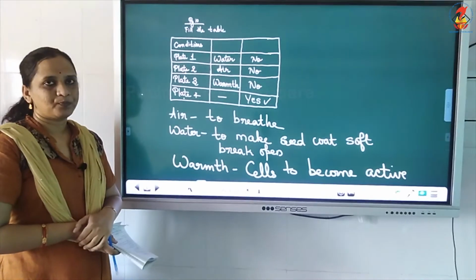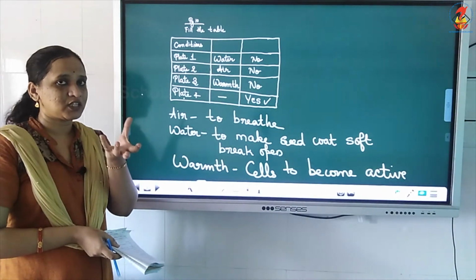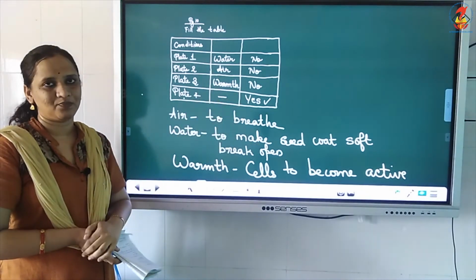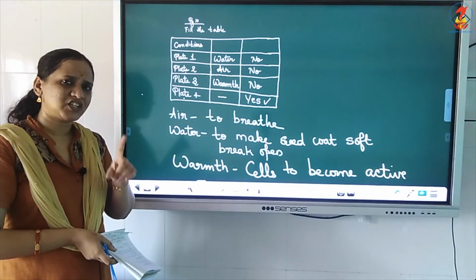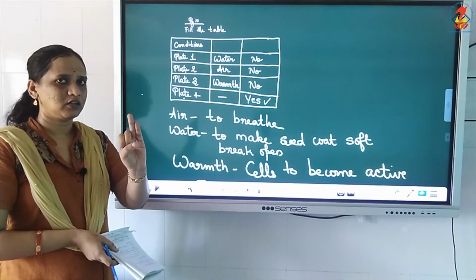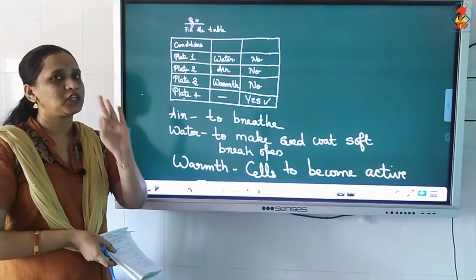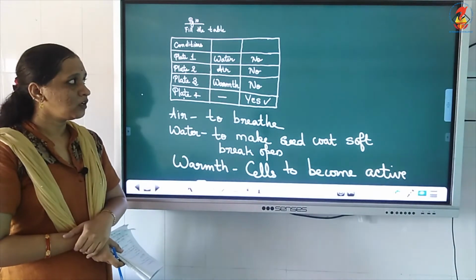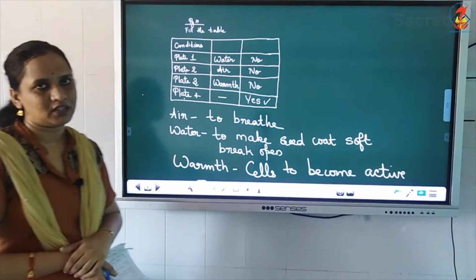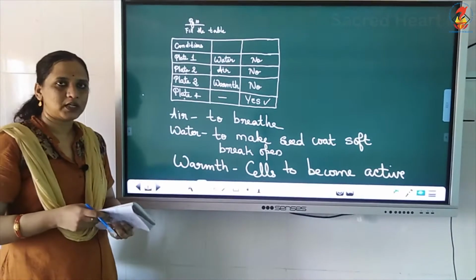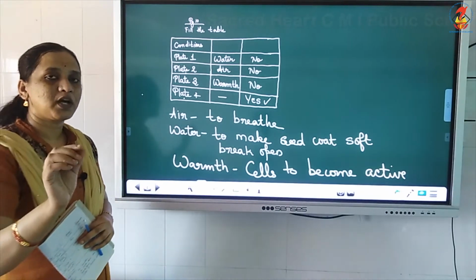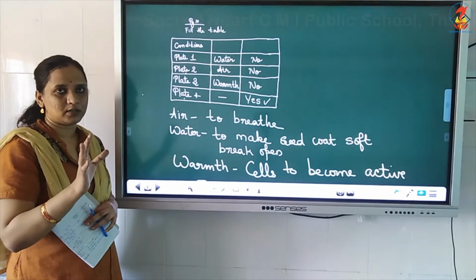Plate 4. You remember we took moist cotton, put the soaked seeds and kept it in the windowsill. So, was there any condition it did not get? It got water, it got air, it got warmth, it got light. So, did it germinate? Yes, it did germinate. So, from this, what do you understand from this activity? Certain conditions are required for these seeds to germinate.